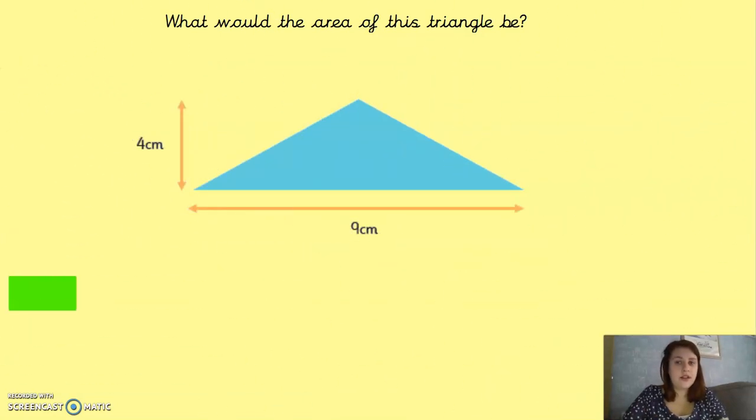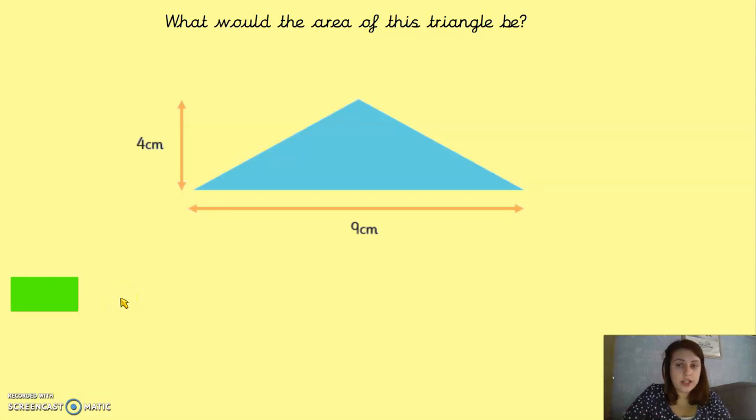Okay, let's try another one. Now we've got 4 centimetres is the height, which is actually the height inside here, if you have a look at the tallest part, by 9 centimetres. So what would the area of this triangle be? Have a go at working it out. So pause the video and then come back when you're ready.